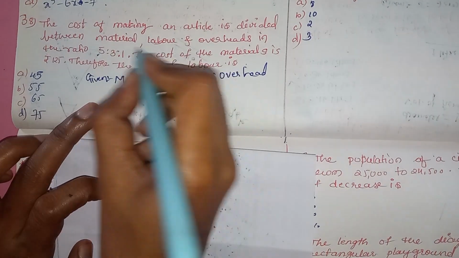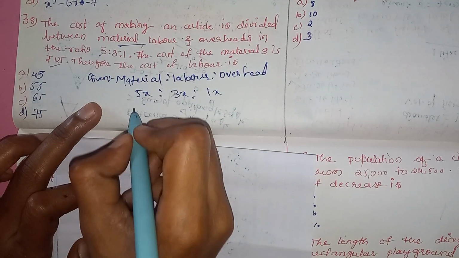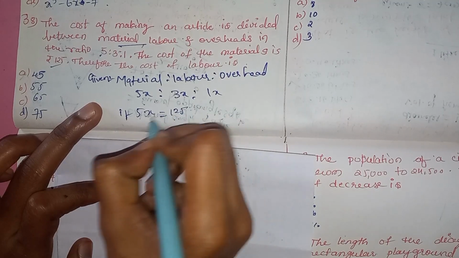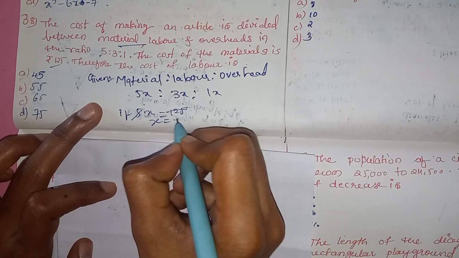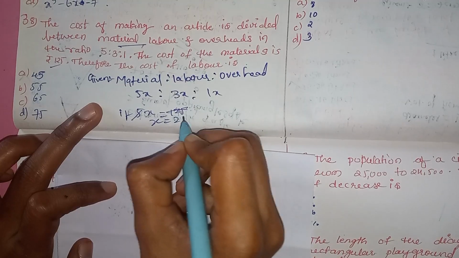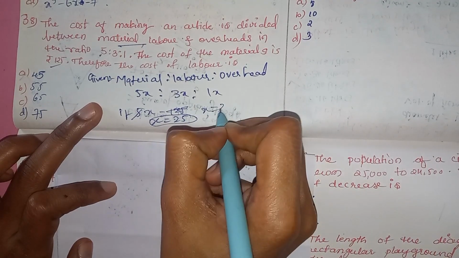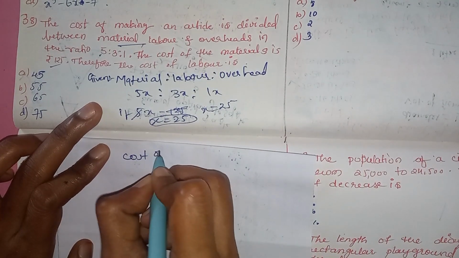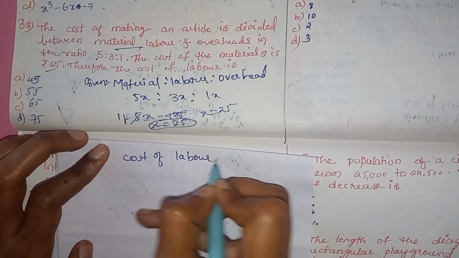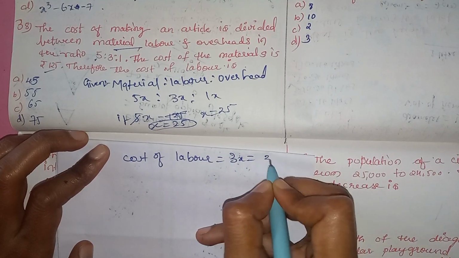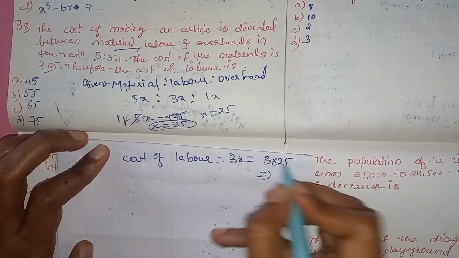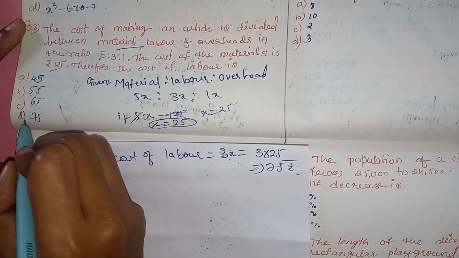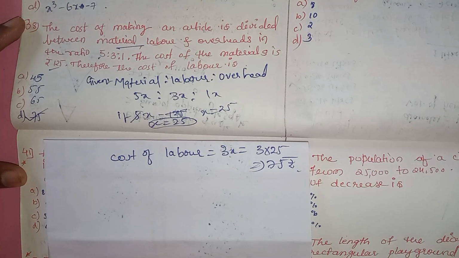So what is given? The cost of material is given, 125, which means 5x is equal to 125 rupees. Then x is equal to how much? 5 twos are 10, 5 fives are 25, so x is equal to 25. Then what is going to be the cost of labor? Cost of labor is equal to 3x, which is 3 into 25, is equal to how much? 75 rupees. Yes, option D is going to be the answer of this question.